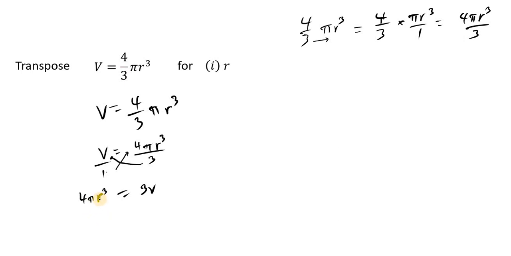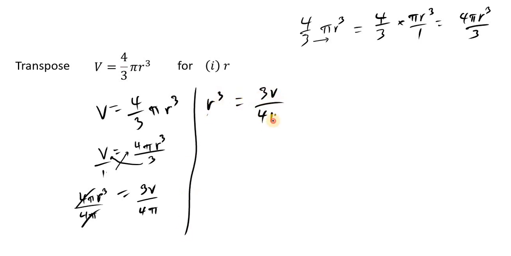Now, again, we're trying to get to r, but r is tied up with the cube. So we're going to get rid of the 4 pi first. Since the 4 pi is multiplying r cubed, and the cube is only affecting r, we can't remove the cube first. But the 4 pi is multiplying r cubed itself, so we can actually get rid of that first. That goes, and we are left with r cubed is equal to 3V over 4 pi.